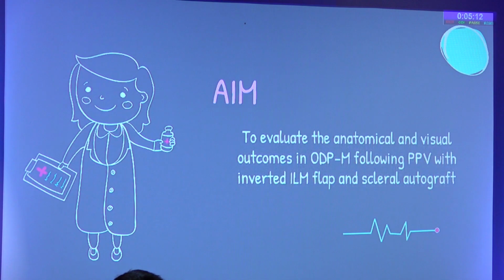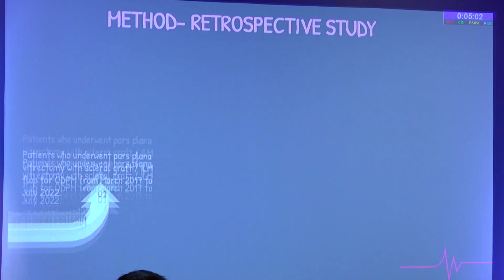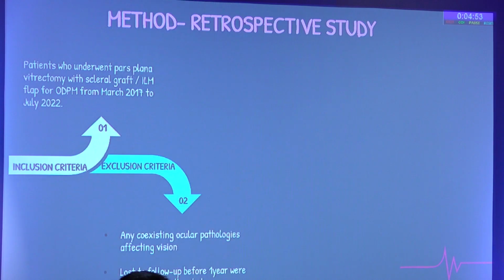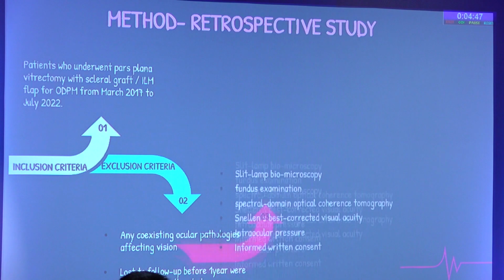The aim of this study was to evaluate the anatomical and visual outcomes in optic disc pit maculopathy following PPV with inverted ILM flap versus scleral autograft. It is a retrospective study. Inclusion criteria was patients who underwent this procedure between March 2017 to July 2022. People who had coexisting ocular pathologies affecting vision and those lost to follow-up before 1 year were excluded from this study.